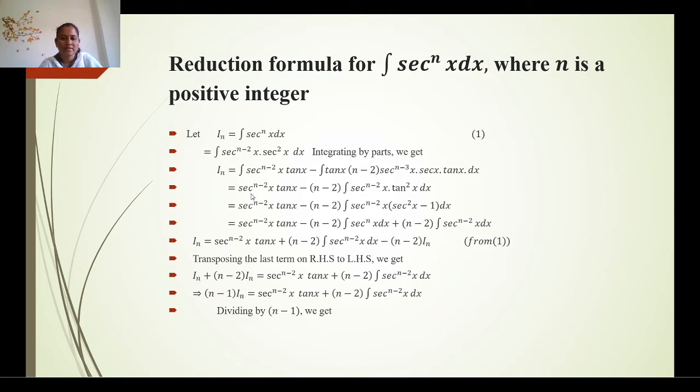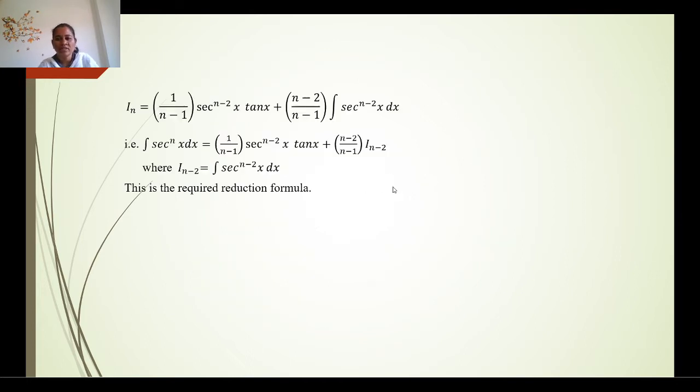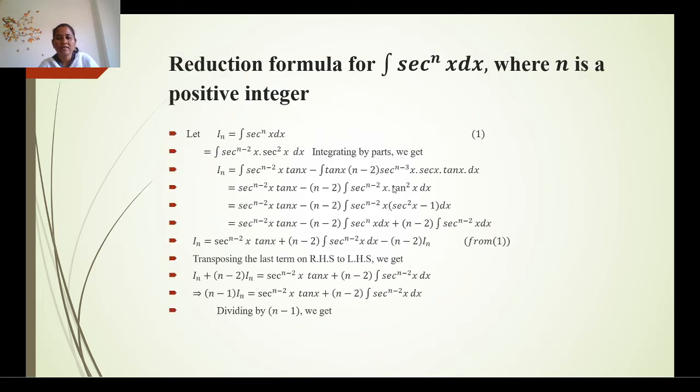In the next line, secant to the power of n minus 2 x tan x minus, here n minus 2 is the constant outside the integral sign. Then the remaining function becomes secant to the power of n minus 3 x into secant x, whose power is 1. N minus 3 plus 1 will become secant to the power of n minus 2 x. One more function is remaining, that is tan x into tan x, which is tan square x dx.